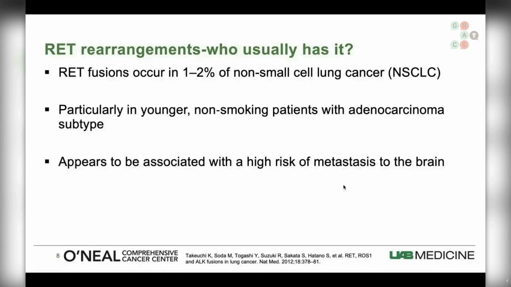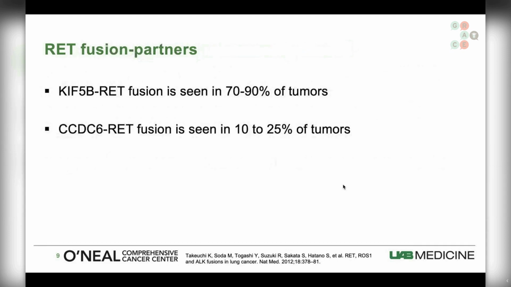Usually the person who presents with these RET rearrangements is somebody who is on the younger end of the spectrum. There are patients who have no history of smoking, and the most common subtype of non-small cell lung cancer that we see these rearrangements in is adenocarcinoma. These appear to be associated with a high risk of metastasis to the brain, and this correlates with a lot of other subtypes of mutation-driven lung cancers. We see that across the spectrum of this group of non-small cell lung cancers.